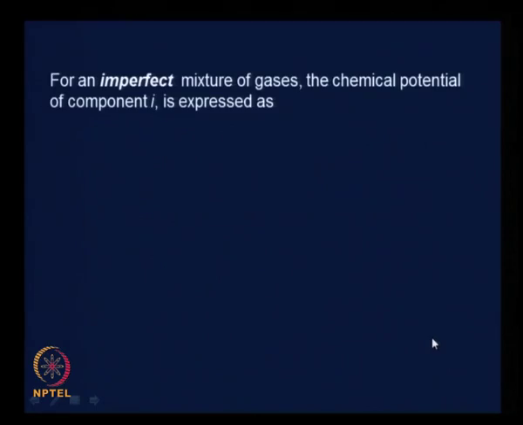For an imperfect mixture of gases, we said mu i equals mu i naught, which is still a function of temperature, plus RT ln Fi hat. Here Fi hat by Pi tends to 1 as the total pressure tends to 0. So, these were the two hypothetical substances, perfect gas mixtures and imperfect gas mixtures, which are defined this way. And Fi hat by Pi was defined as the fugacity coefficient Phi i of the component in the solution, as distinct from the fugacity coefficient of a pure component, which was defined as F by total pressure P.